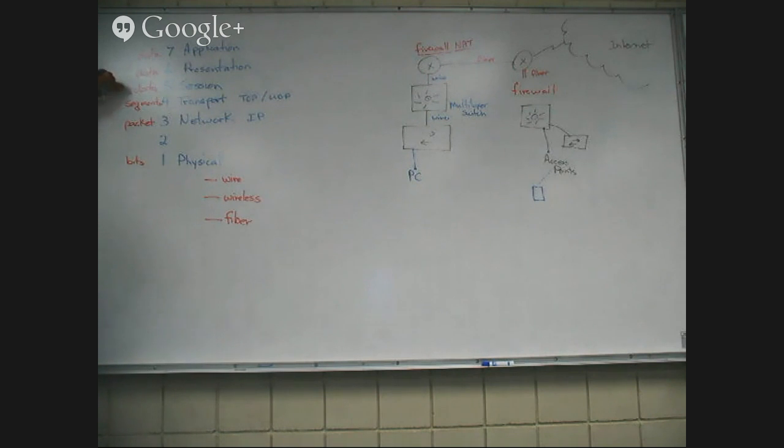So now we have data. The data is split into segments. And then each of those segments is created. We create a packet with the IP address.